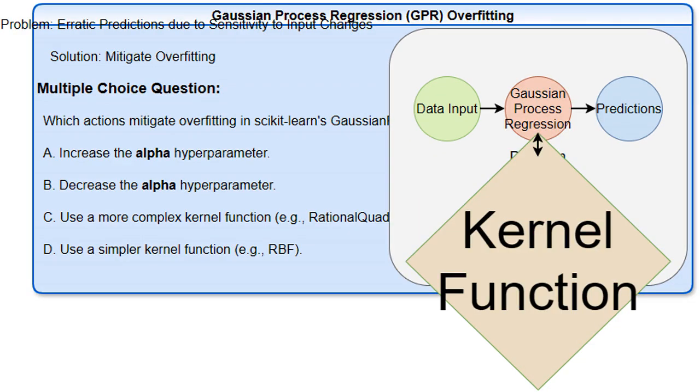The kernel function defines the relationship between different data points. In GPR, it dictates how similar two data points are. Different kernel functions have varying complexity. Simpler kernels might lead to a simpler model, less likely to overfit, while more complex kernels allow for greater flexibility at the cost of a potential overfitting.